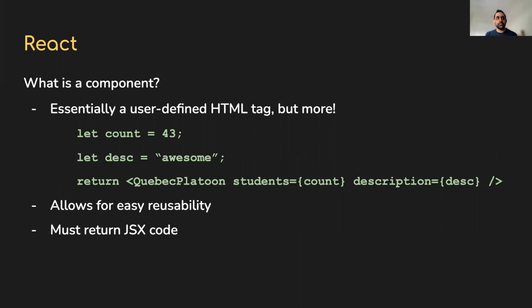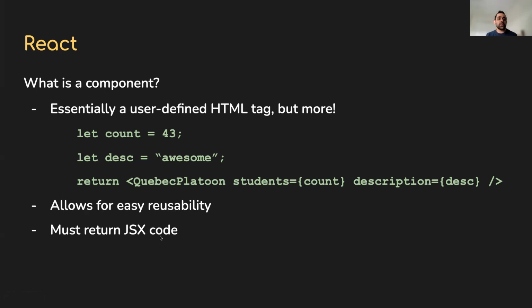All right, so again, we'll get into the syntax a little bit more, but components are basically custom user-defined HTML tags. They allow for easy reusability within React apps. So that's why we want to create components and make our React application very modular. You don't want to write everything in one file. You want to create separate files for them. Important thing is that our component must return JSX code.